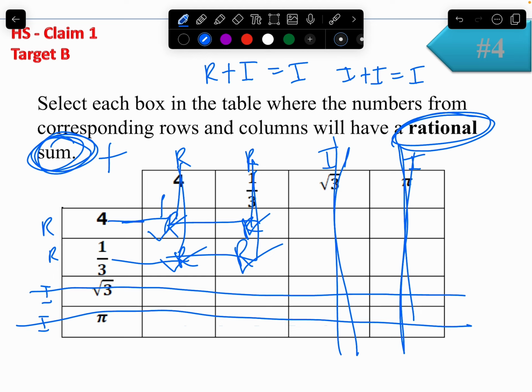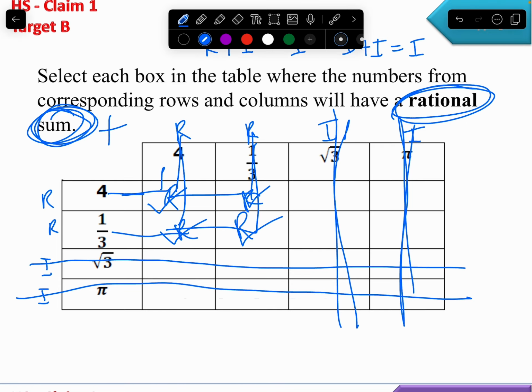Okay, I cross these out because they're irrational. I can't get a rational number if I add an irrational number to it. So those irrational numbers are unnecessary for this problem.